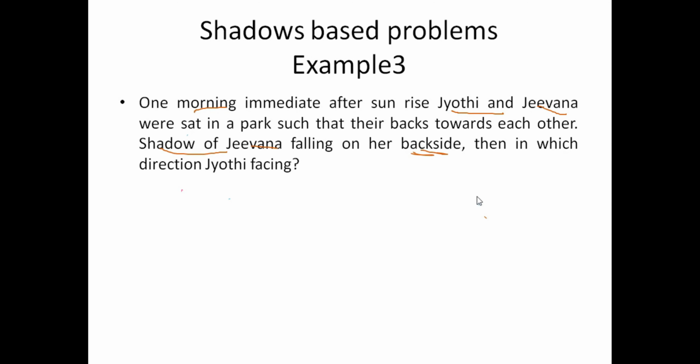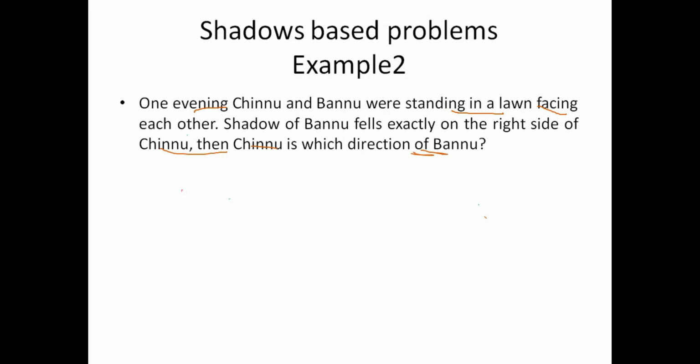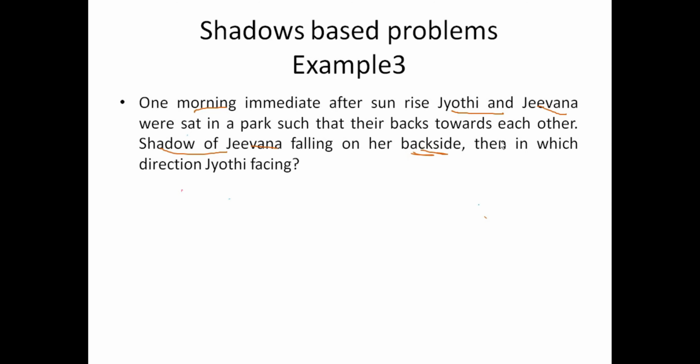Morning, shadow back of Jeevana. So this is the morning. Shadow is on the back means Jeevana is facing east. Now what is our question? In which direction is Jyoti facing? Jeevana is facing east means automatically Jyoti will be facing west. That's all. That is the answer.